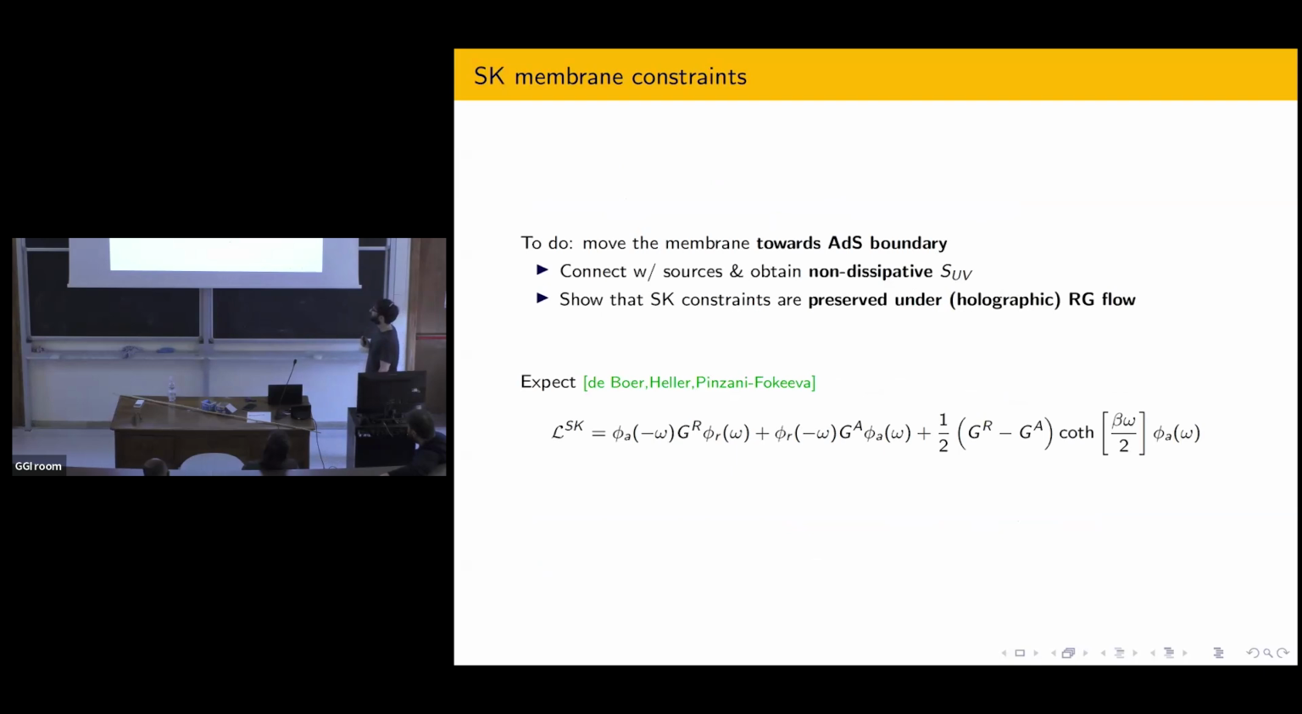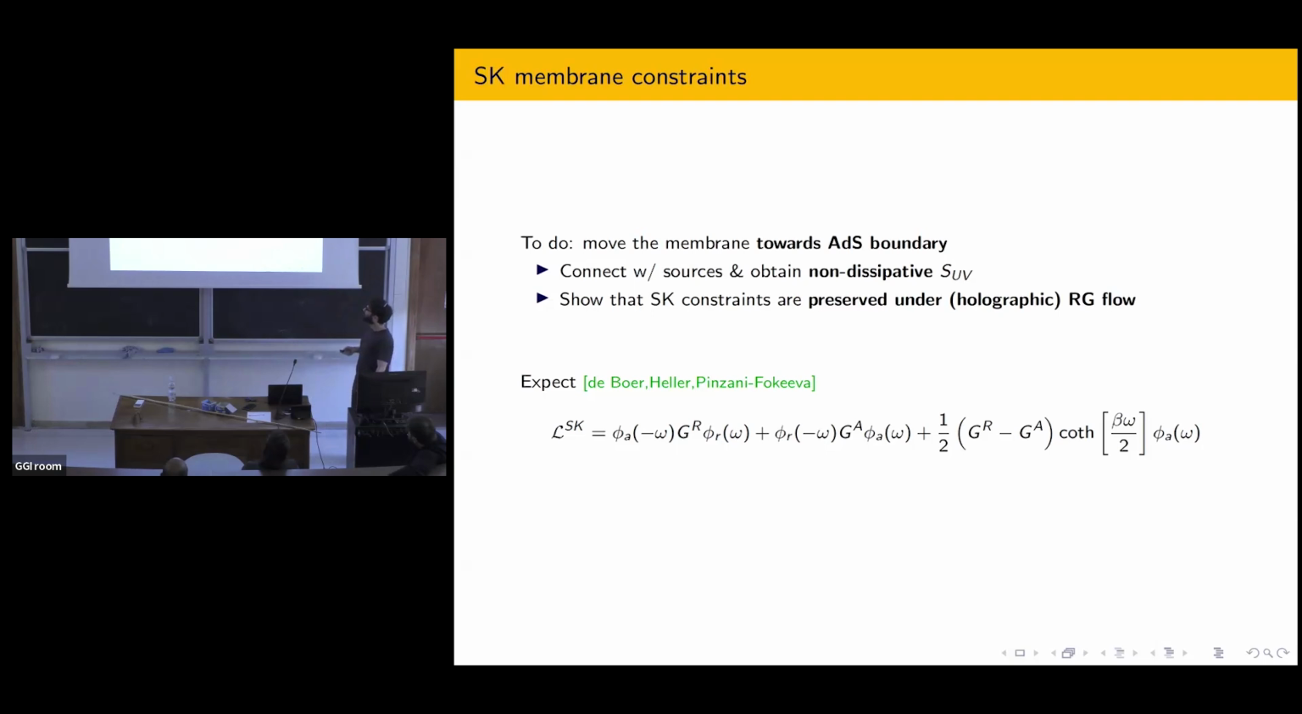Good. So what we want to do next, and we are working towards that, is to move this membrane towards the AdS boundary and really get the generating functional of the quantum field theory. This way we will connect with the true boundary sources, the S that I had in the beginning. And we also want to show that these Schwinger-Keldysh constraints are preserved under this holographic RG flow. This is something plausible, but we need to show that.